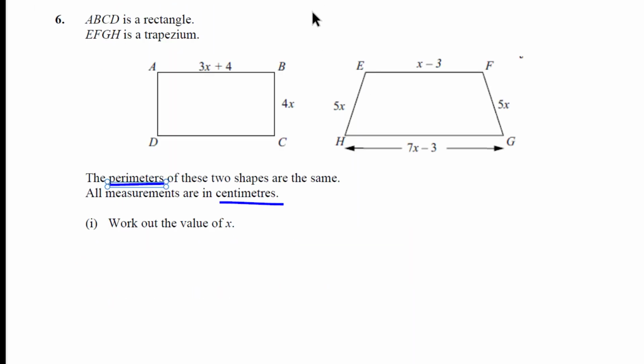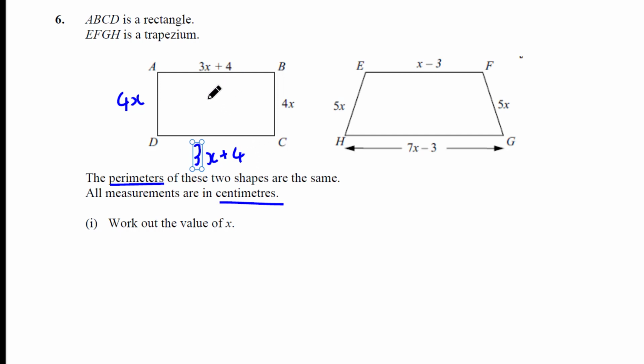So this looks like a nice algebra with shapes type question. The perimeters are the same. Measurements are in centimeters. Work out the value of x. Well, if that's a rectangle, then we know opposite sides of a rectangle are the same. So this is 4x, and that must be 3x plus 4. Work out the value of x.